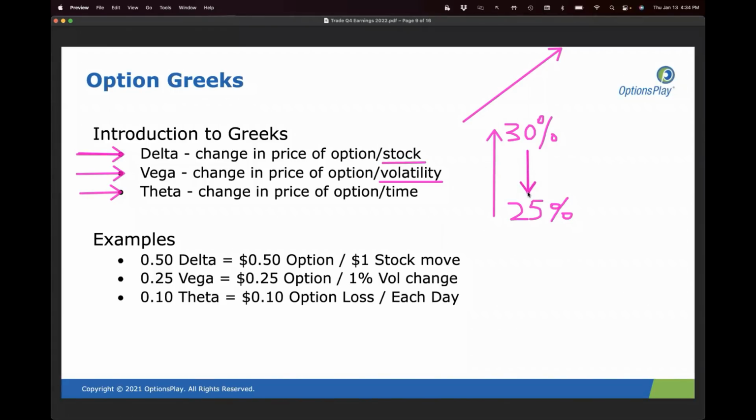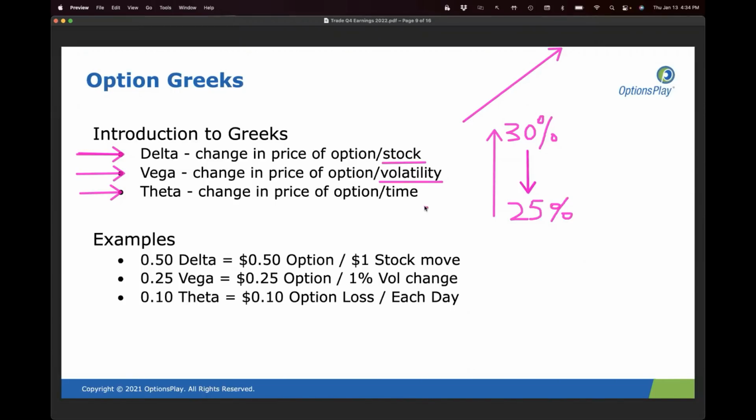So when we refer to volatility crush, we're referring to this decrease in implied volatility right after an earnings announcement. And what Vega tells us is that if the implied volatility of an option decreases from 30% to 25%, how does that impact the value of the option that you are holding? That's what Vega tells you.